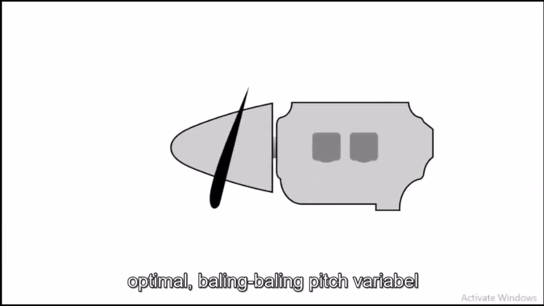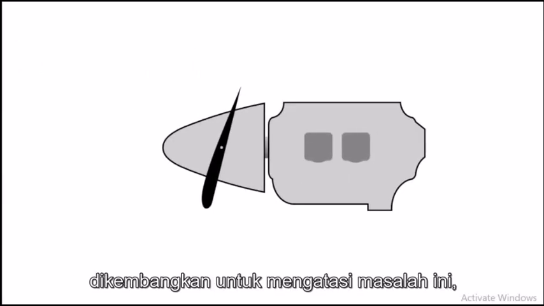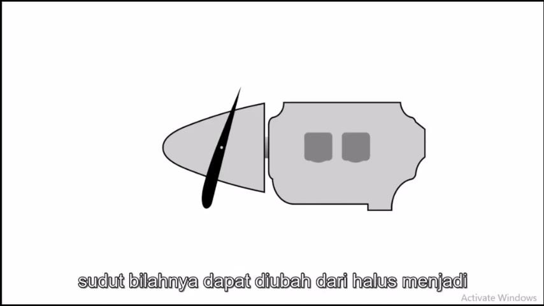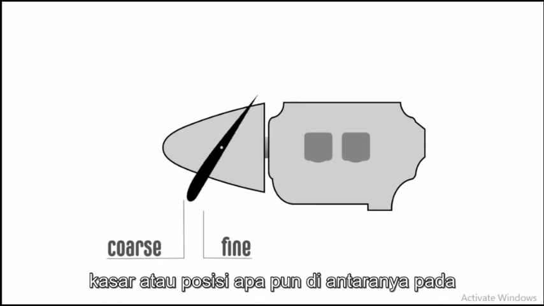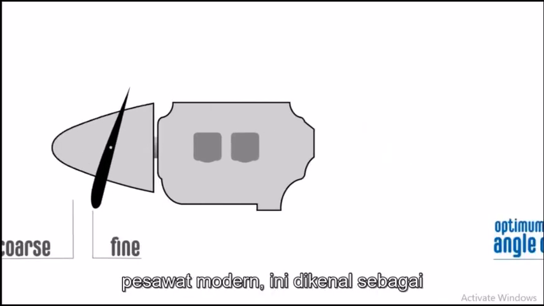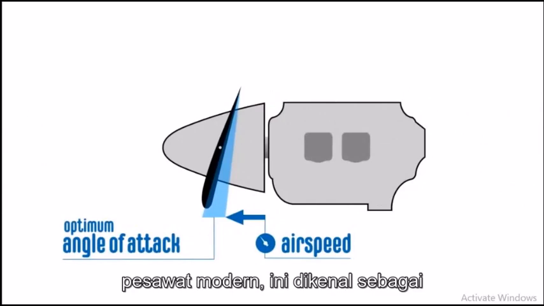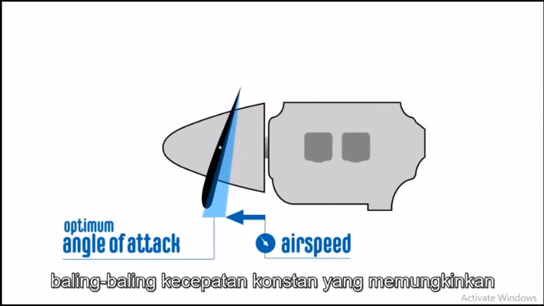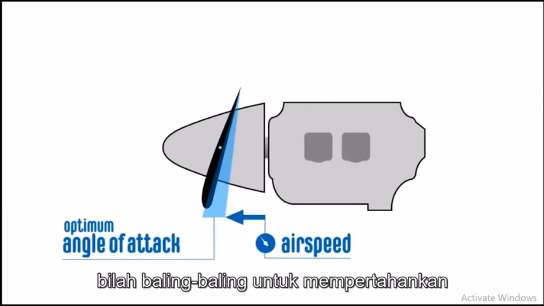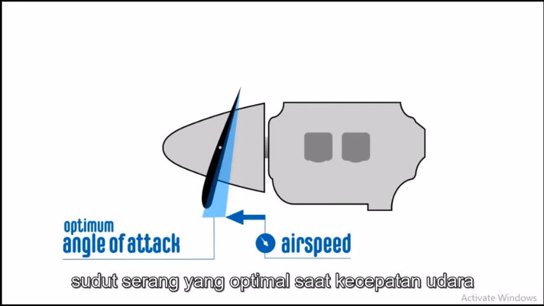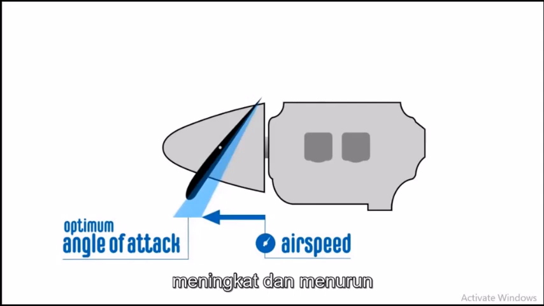The variable pitch propeller was developed to address this problem. Its blade angle can be changed from fine to coarse, or any position in between. On modern aeroplanes, this is known as a constant speed propeller. It allows the propeller blade to maintain the optimum angle of attack as the airspeed increases and decreases.